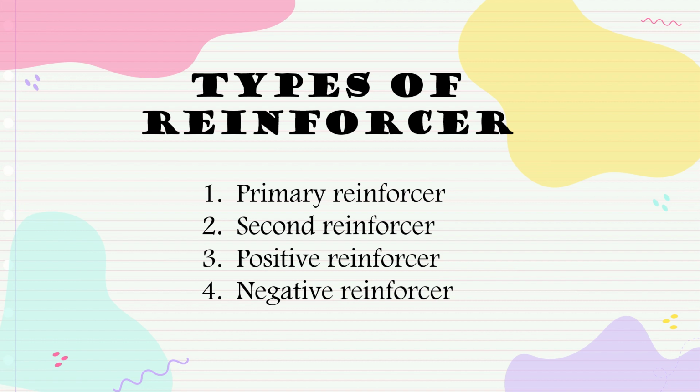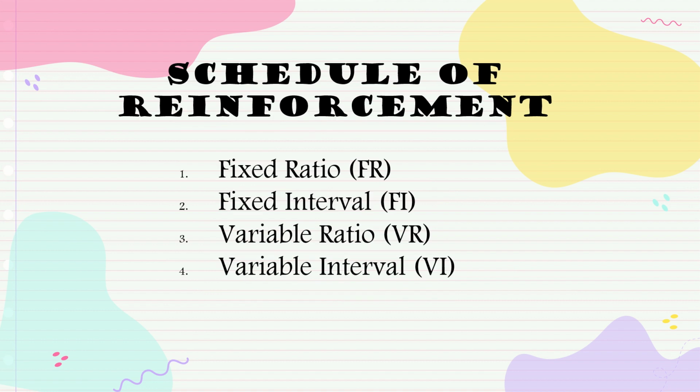Let's proceed to the schedules of reinforcement. First is the fixed ratio, or FR. This reinforcement is dispensed following a constant number of desired behaviors. For example, the learner is given praise or a reward for every correct answer or desirable behavior displayed. This fixed ratio is about rewarding students, just like when a student got the highest score, her parents give a reward for having a correct answer. That is a fixed ratio.